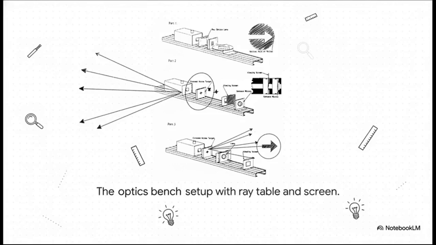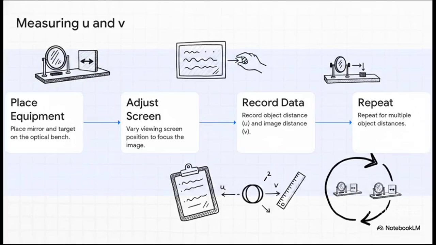What we're trying to do is completely eliminate parallax, when things look like they're in different positions depending on your line of sight. Okay, so let's break down how this actually works in practice. Step 1, like we just talked about, is placing the mirror and the target onto the bench. Step 2 is fine-tuning that screen to find the absolute best focused image. Then, Step 3 is where the real science happens. This is where we measure and record the object distance, which we label U, and the image distance, which is V.